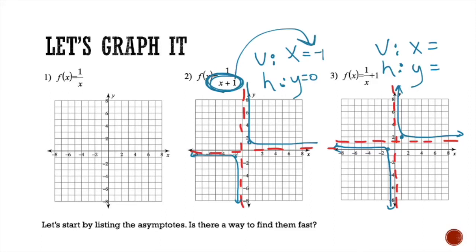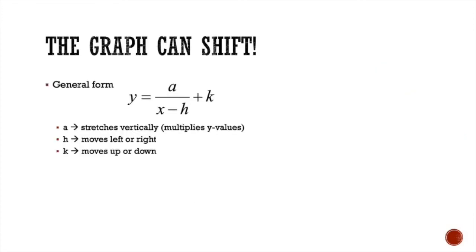Okay. So how do we find the vertical and horizontal of this one? It would be positive 1, not negative 1. The vertical is x equals 0, correct? Yeah. And y equals positive 1. Here's a general thing about the shifting. You guys already figured it out. The a value stretches it vertically, and the h value moves it left and right, and the k value moves it up and down. We already figured that out because you noticed that from all the other things we had to do.